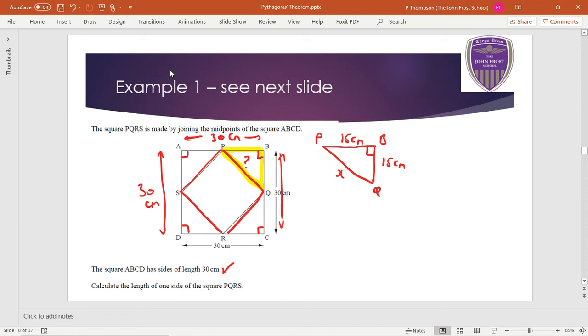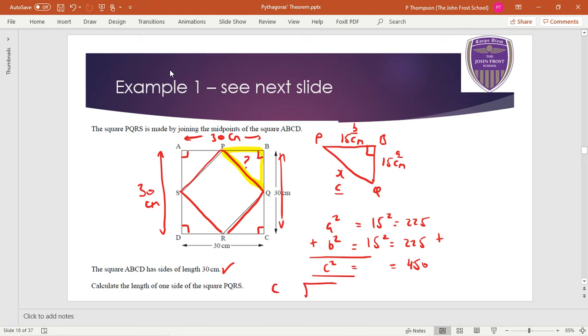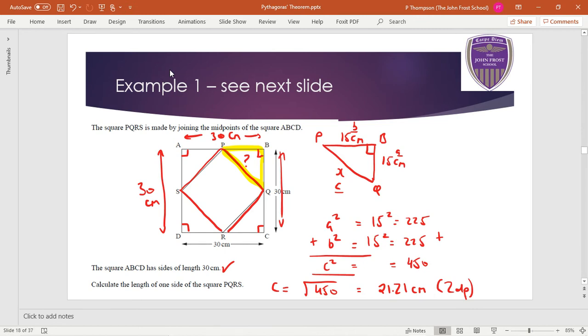So remember Pythagoras: label my sides C, B, A, write the theorem down, A squared add B squared equals C squared. So A squared is 15 squared, which is 225. B squared is also 15 squared, which is 225. C squared then is 225 add 225, which is 450. And remember now, to find C, take the root of 450. On the calculator, root 450 gives you 21.21 centimeters to 2 dp. So all you've got to do today really is spot a right angle triangle you can use, apply Pythagoras, and then you win.